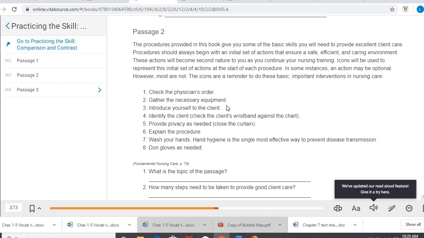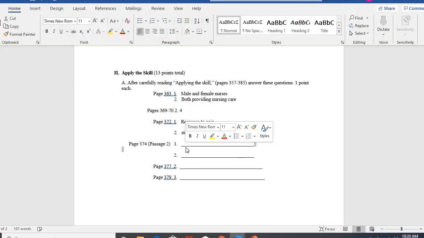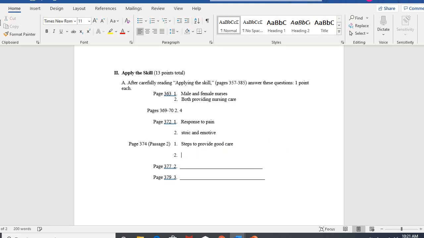Question 1 says, what's the topic of the passage? So if you look, the topic is basically care procedures, procedures to provide excellent care. And how many steps? 8. This is why this is an example of this chronology kind of procedure; those are the steps you have to take to provide good care. So for number 1, when we are saying what is the topic, steps to provide good care, and how many steps did they provide? They gave us 8.